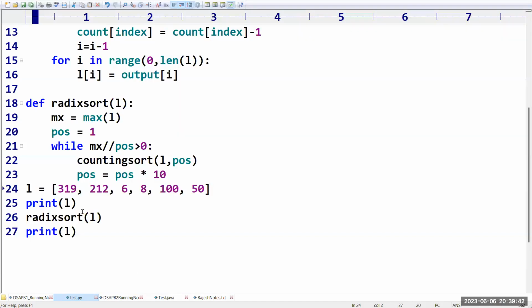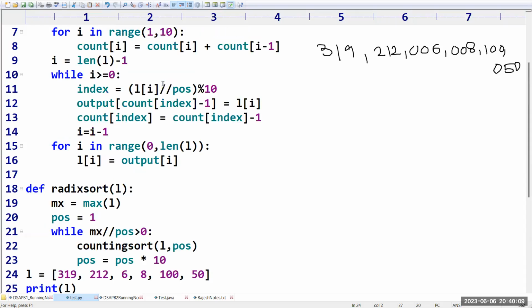Yes. For convenience, let us take this example and we will trace it out. Please look at it very clearly. Initially my list is 319, then we have 212, and then we have 6. 6 I will write in the form of 006. Then I will take 008, then we have 100, and then we have 050. I will explain one pass, and the remaining you can take.